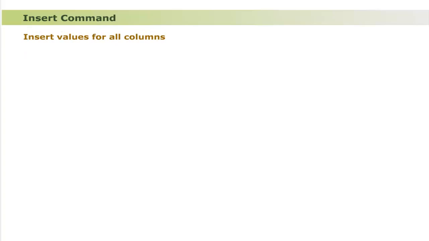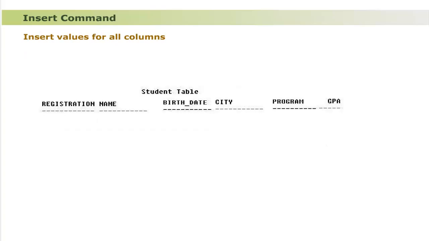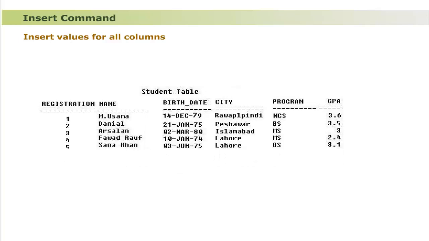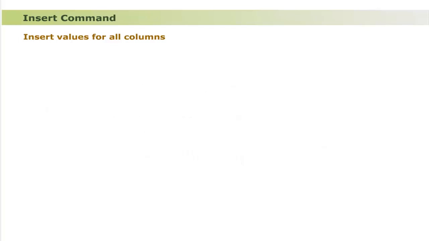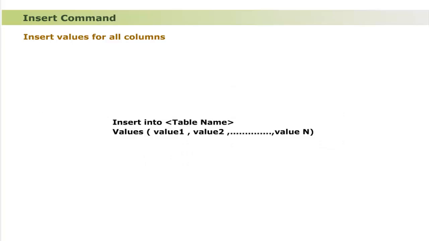Insert values for all columns. If it is required to insert values for all columns for a given row in a table, then the general form of the insert command starts with the reserved word insert into, followed by the table name, followed by another reserved word values, followed by a list of values separated by commas and enclosed in parentheses. Dear learners, it is important to note that the values specified must be in the same order as the order of the columns in the table.